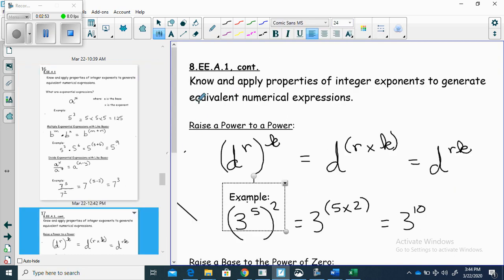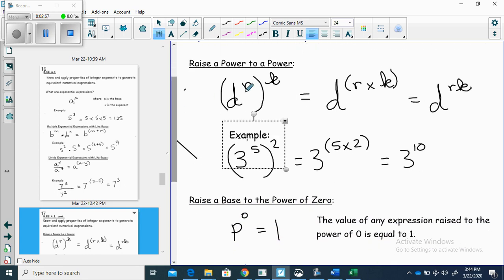Now let's continue our work with exponents. See what happens if we raise a power to a power. What if I've got the base d raised to the r power, and I raise this whole thing, d to the r power, to the k power? When I'm raising a power to a power, I multiply the exponents. That would give me d to the r times k power, d to the rk power.